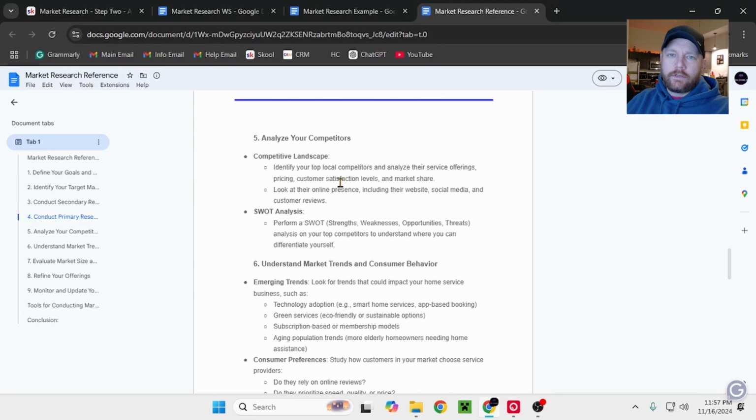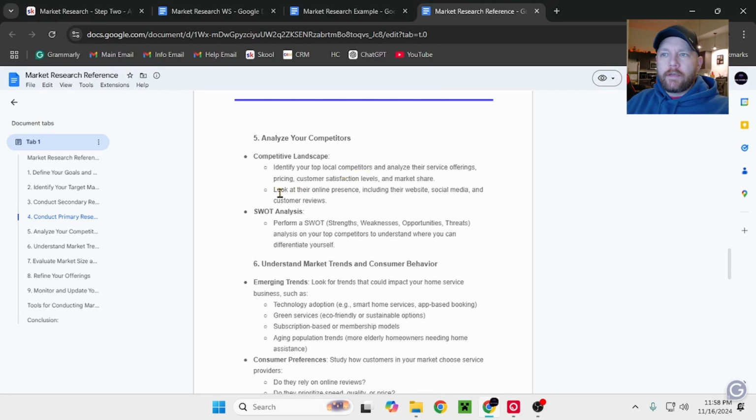Because we're not recreating the wheel here. This is something someone's done. All these service businesses, somebody owns, they service these customers. That's what makes this such a guarantee for you. You just have to follow these instructions I'm giving you, copy what somebody else is doing, steal their stuff, figure it out. Okay. So we're going to analyze them.